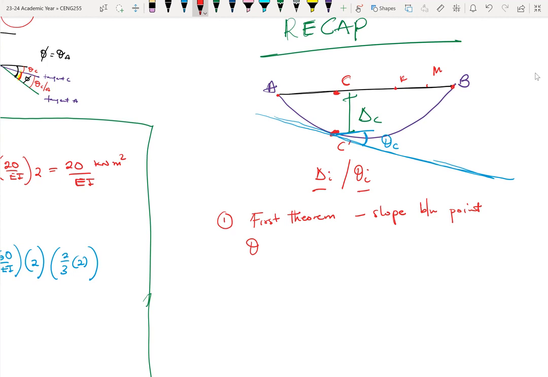So the slope between two points, or the change in the slope between two points, let me use theta BA. So theta BA is the slope between the two points B and A, or the tangent of the two points, or where the two tangents of the points intersect. That change in slope is pretty much the slope between those two points. And we say that it is equal to the area of the M over EI diagram. Okay, so the area of the M over EI diagram.